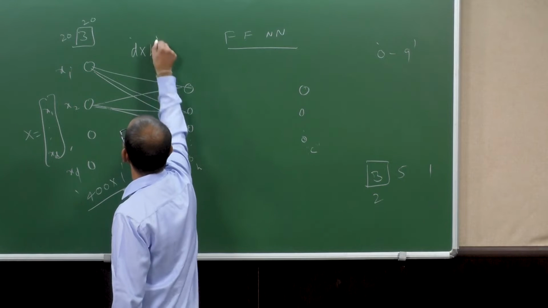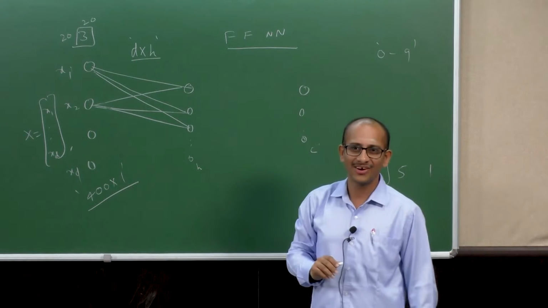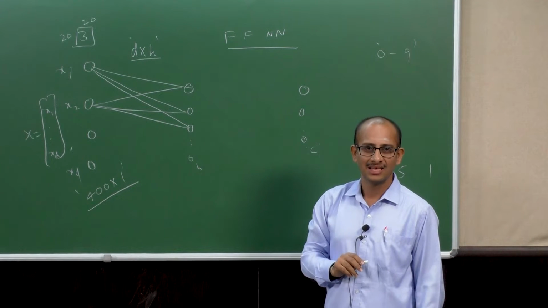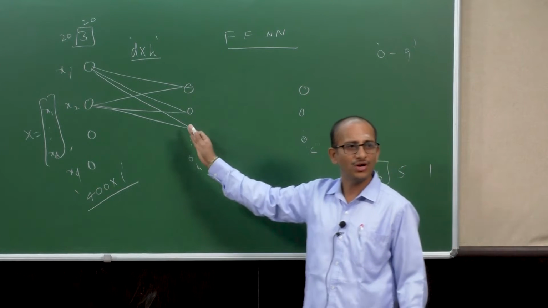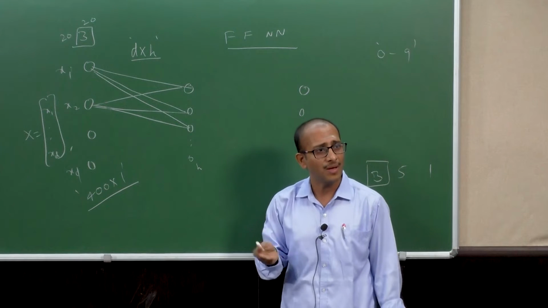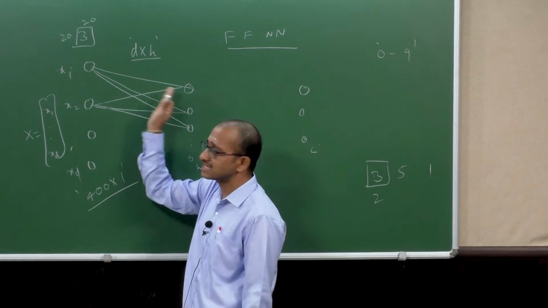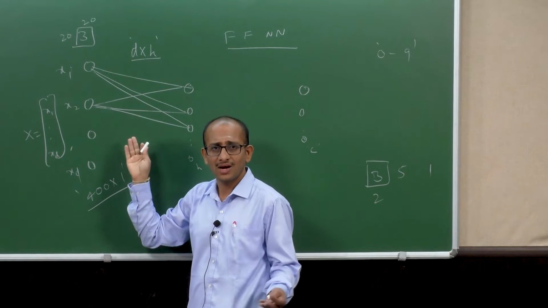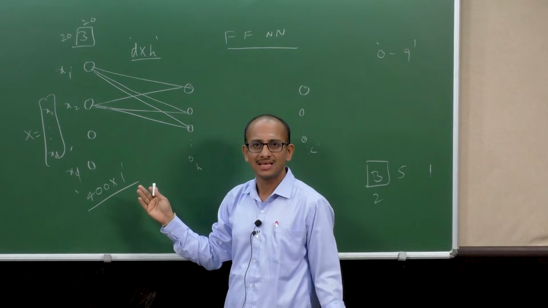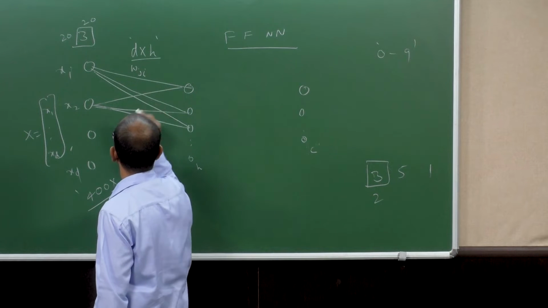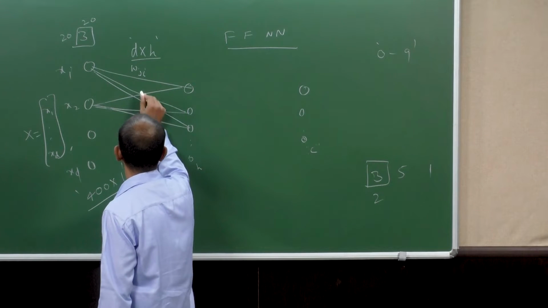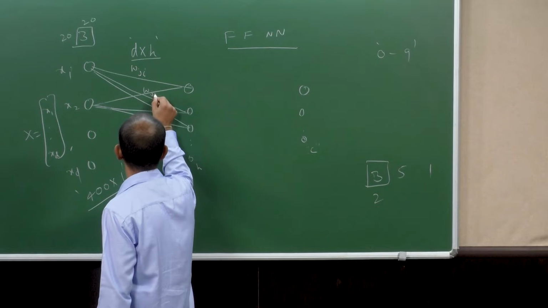D by H, of course, we can call D by H, it is D cross H or D into H. If I have 400 and 100 here, I will be having 4 into 10 power 4 interconnections. What do I mean by interconnections? What do these interconnections carry? Weights.